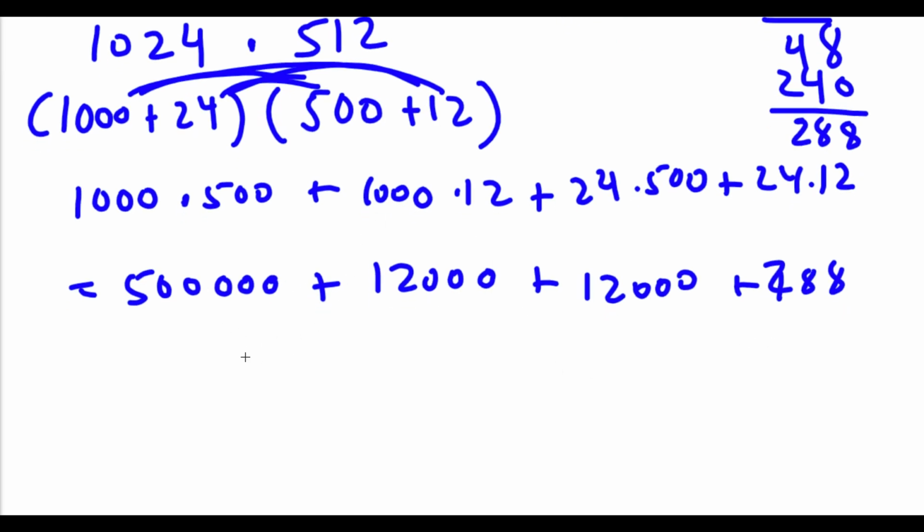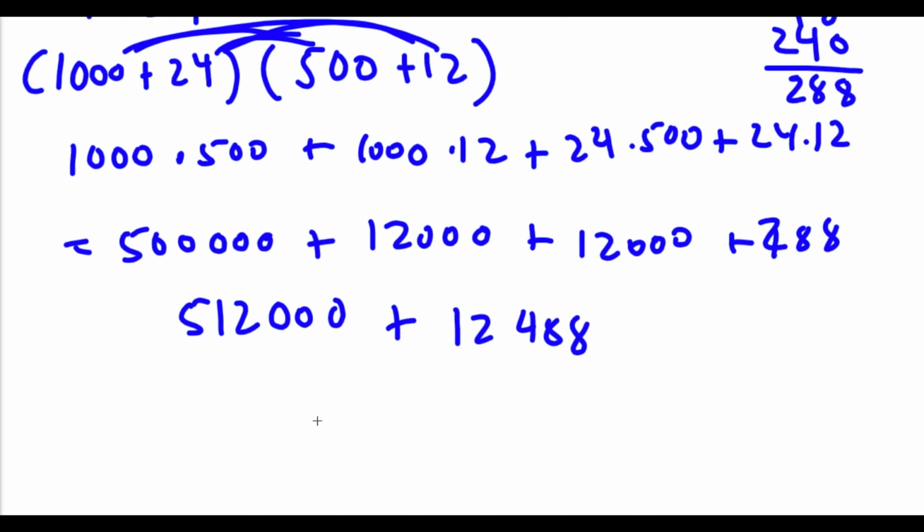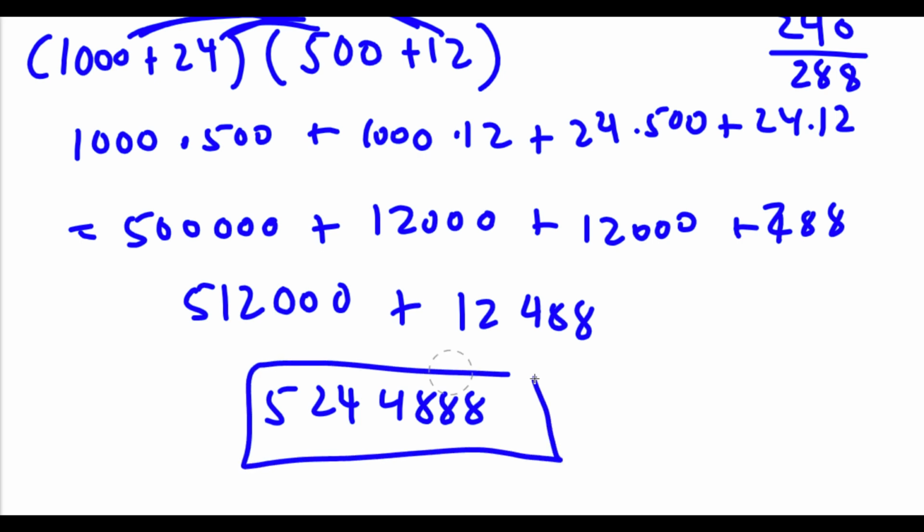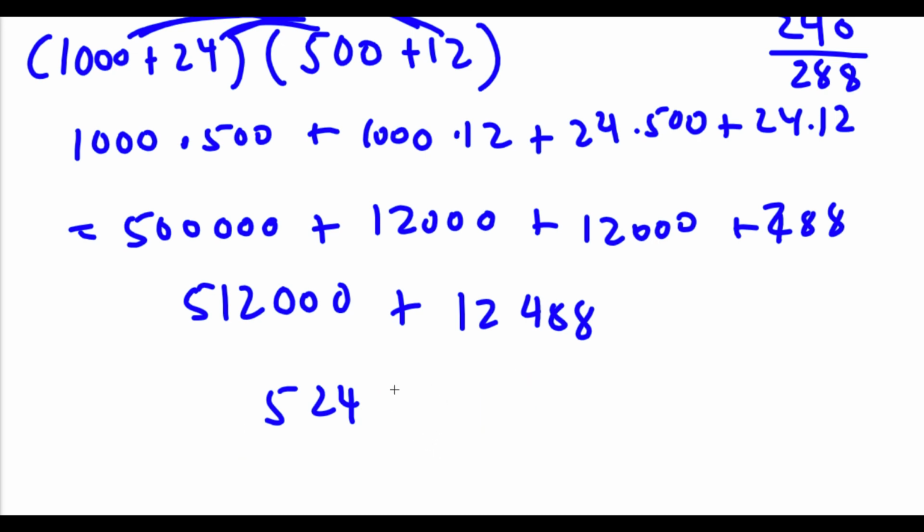So now 500,000 plus 12,000 is 512,000. Plus 12,000 plus 288 is 12,288. And now 512,000 plus 12,288 is 524,288. Oops, sorry, I wrote this wrong. 524,288.